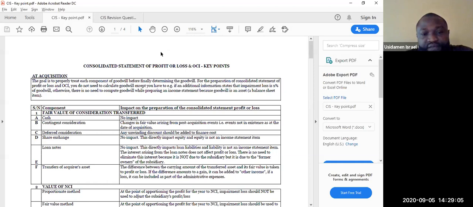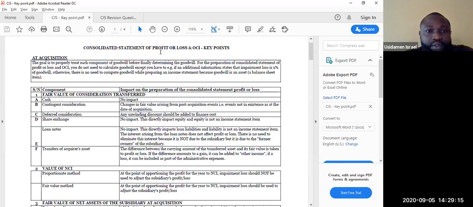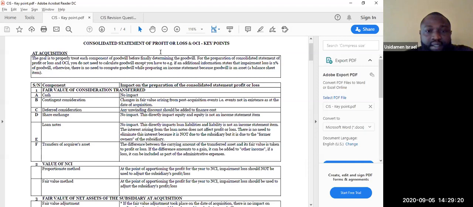So the first set of story you would play with in a group accounting question is what happened on the date of acquisition. On the date of acquisition, your ultimate goal is to use that information to calculate goodwill. That is your ultimate goal. Once you can achieve that goal, you can then move to post-acquisition. And once we get to post-acquisition, it's a matter of intra-group transactions.